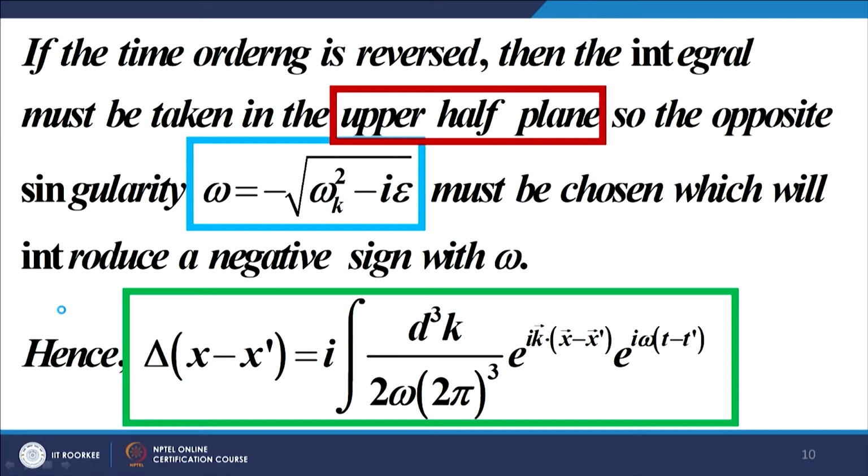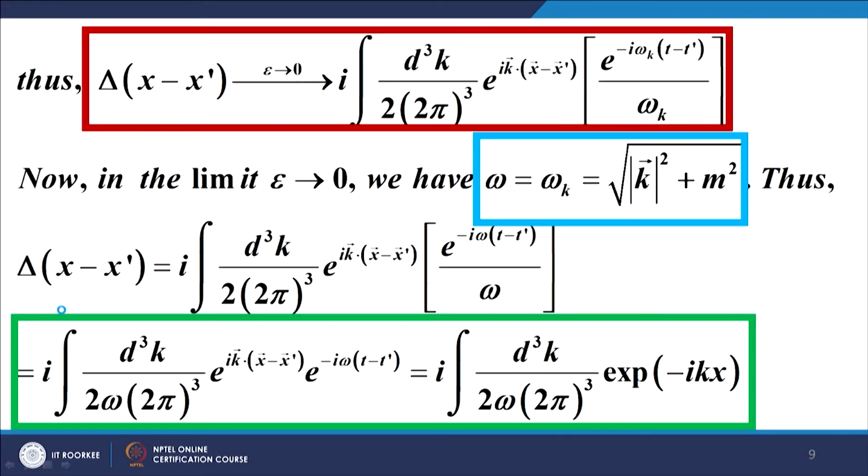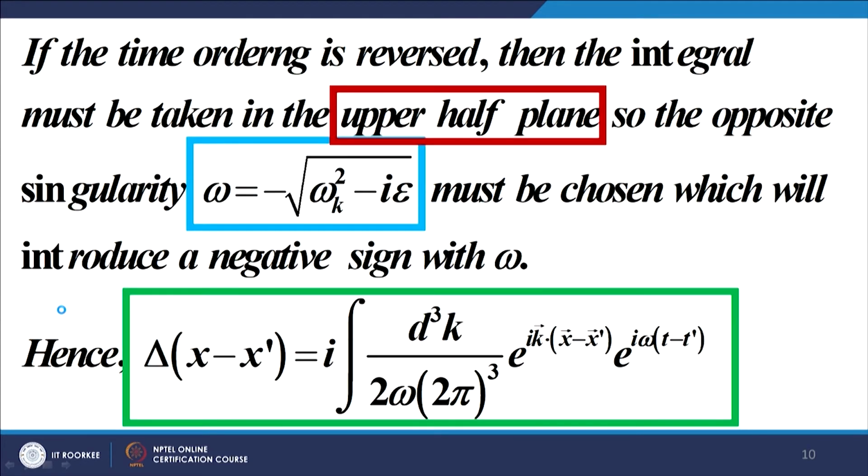When we complete the calculations at the end of the day, you will end up with a minus sign with omega, and the whole value of the propagator will take the expression given in the green box at the bottom of your slide. Please note the difference between the two expressions. The difference between the expression for the propagator when t is greater than t dash and when t is less than t dash is the sign of the omega. Other than that, it remains the same.